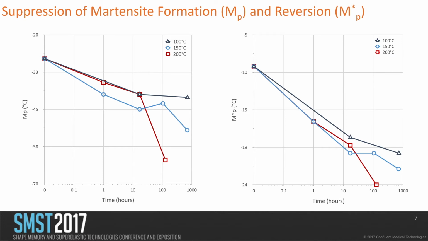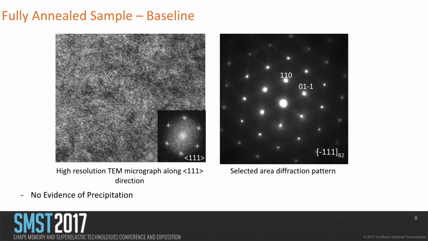So if I put them all together and summarize them, on the left we have the formation versus time at different aging temperatures, and the reversion on the right-hand side the same way. On both sides we see the suppression with aging temperature and time combinations. So what governs it? What is happening there? We looked a little bit deeper inside the microstructure.